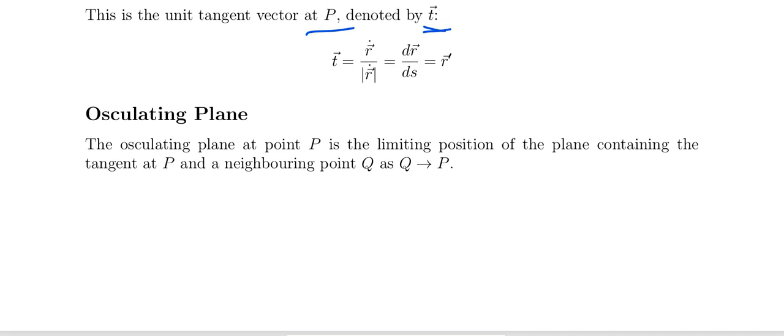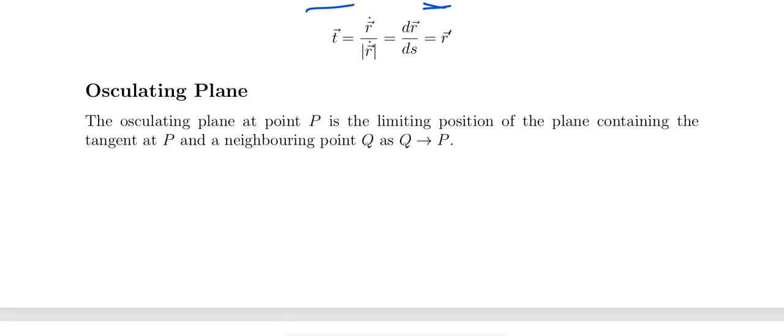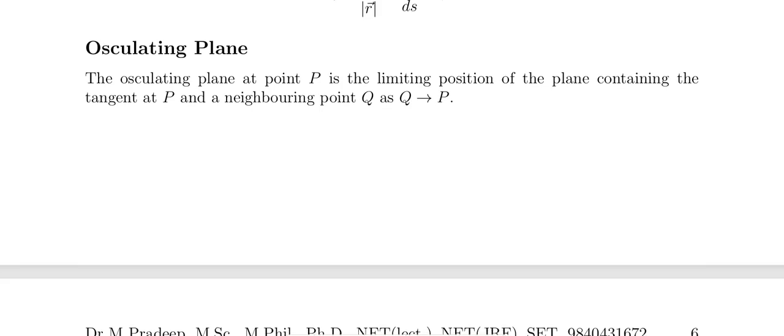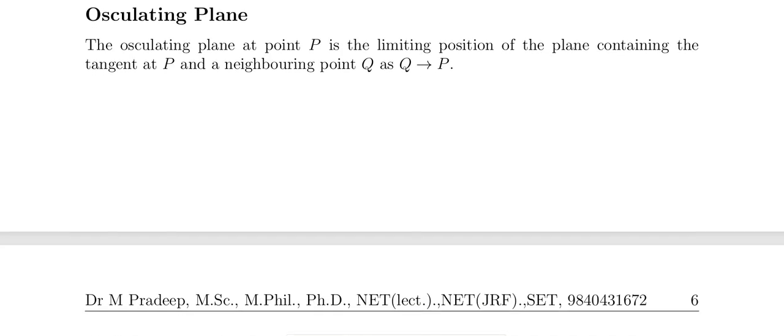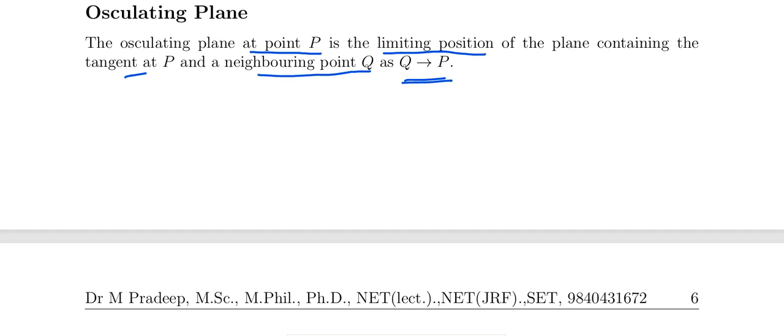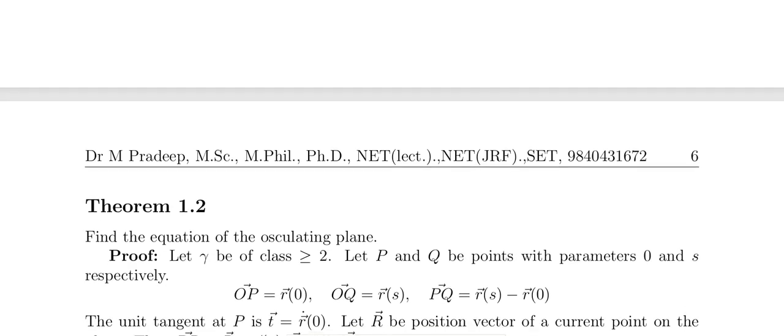That is, mod of r vector is 1 now. That is equivalent to the oscillating plane. The oscillating plane at a point p is the limiting position of the plane containing the tangent at p and neighboring point q, as q tends to p. This is called the oscillating plane.